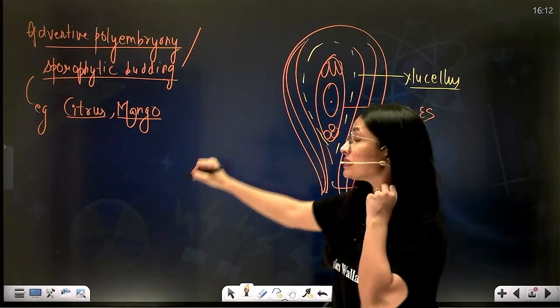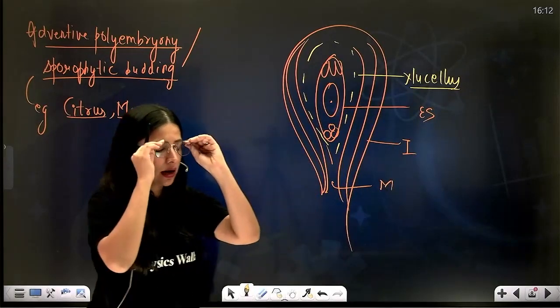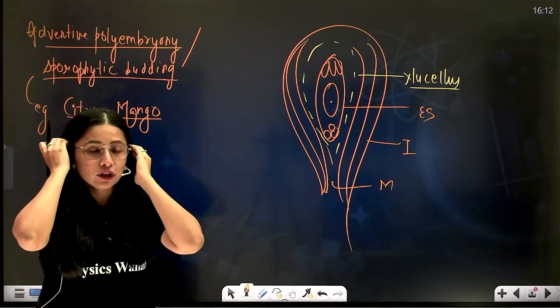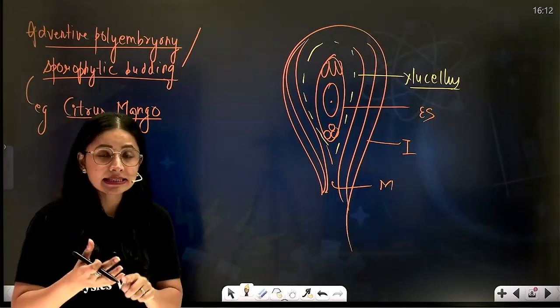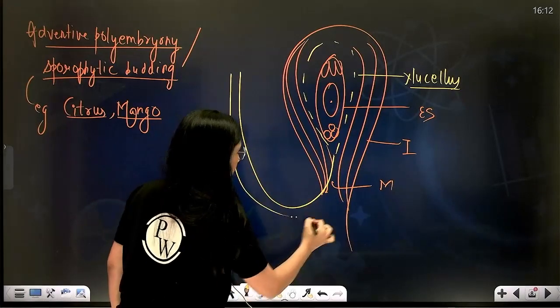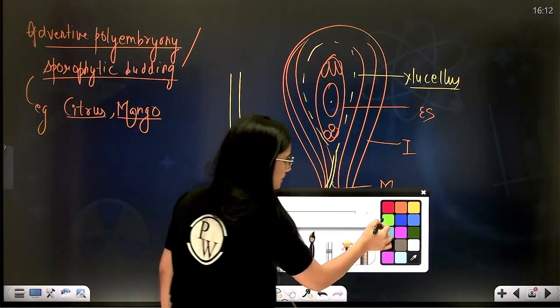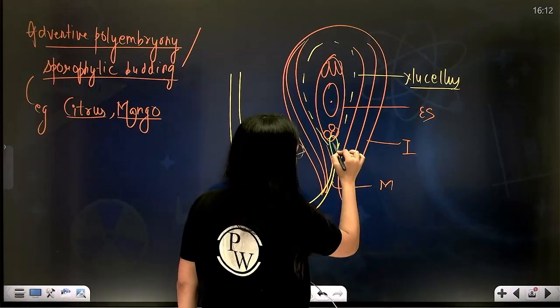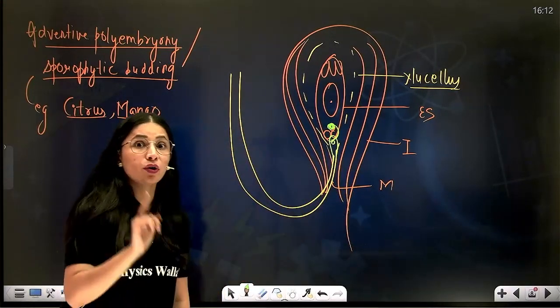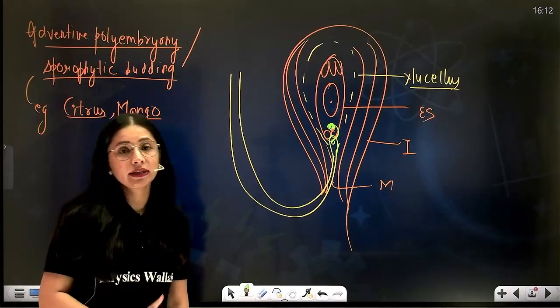Now, what happens in citrus and mango, beta? There is natural fertilization taking place. Leeuwenhoek said that in citrus or mango, the pollen tube is coming, bringing the male gametes, delivering them inside. Fertilization is taking place. Zygote is forming naturally.